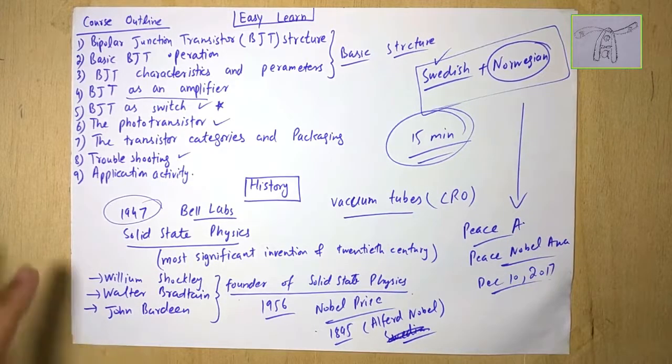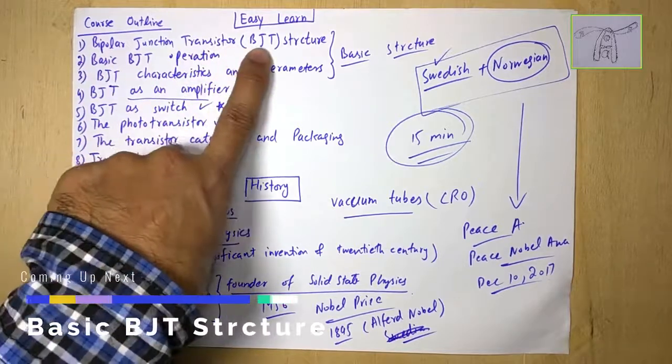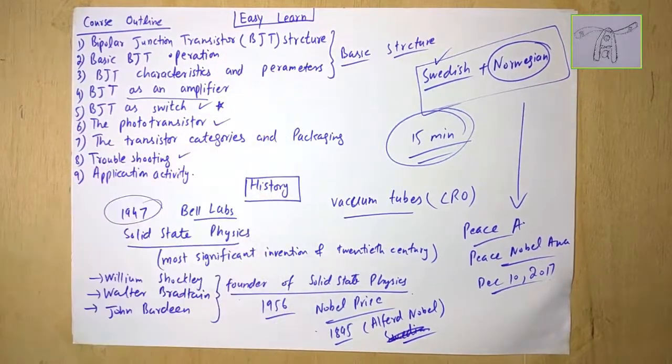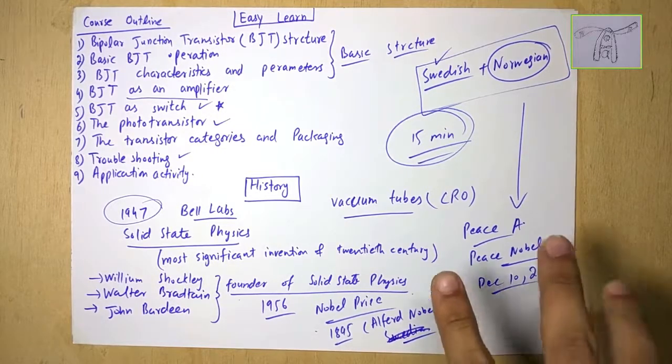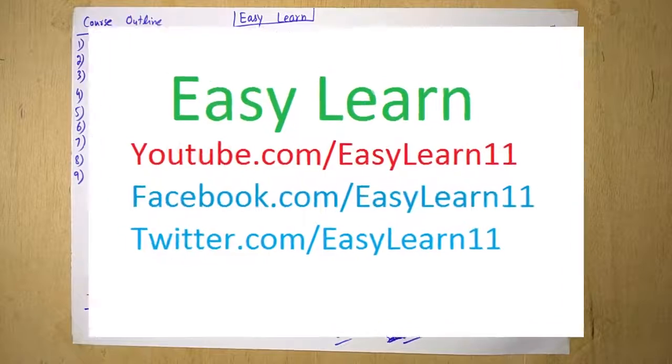From the next episode we will start with the bipolar junction transistor (BJT) structure, and hopefully you are ready for this. We will discuss the basic structures, how the transistor works, and the two basic junctions, and we will try to cover each episode in 15 minutes. So be prepared, and we will meet in the coming episode. Get ready, as we will discuss the basics of the BJT.